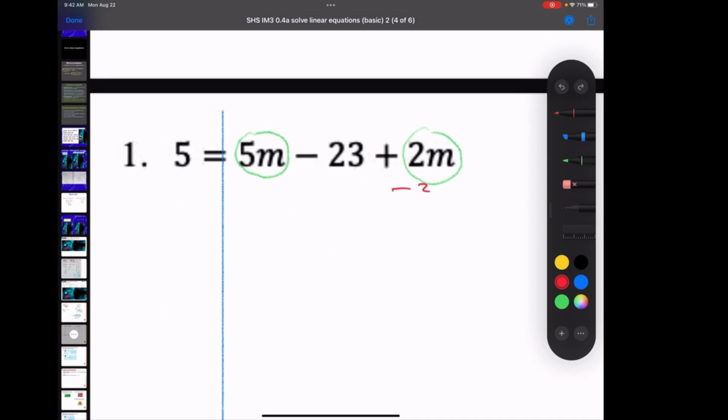Okay, so I'm not going to subtract. I'm just adding these. 5 plus 2 is what? 7m, not m squared. Partner A, tell partner B, what do we do next? Class, what do we do next?